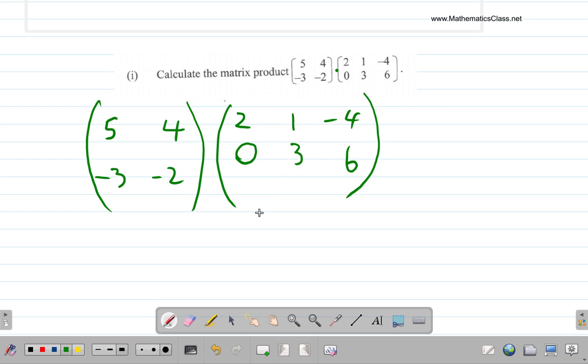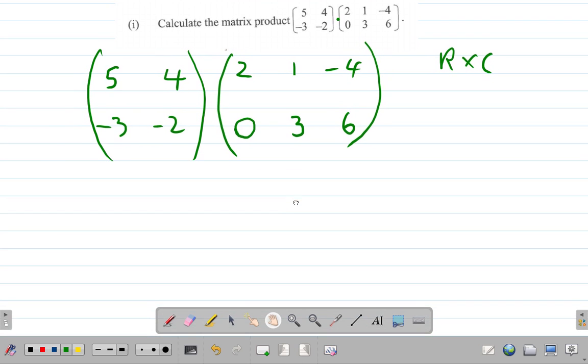Now as you see, let me write them a little lower. So 0, 3, 6. What we have here is a 2 by 2 matrix to be multiplied by a 2 by 3 matrix. 2 rows, 2 columns for this one. 2 rows and 3 columns for this one. Now, remember, when you multiply 2 matrices, it is row times column.